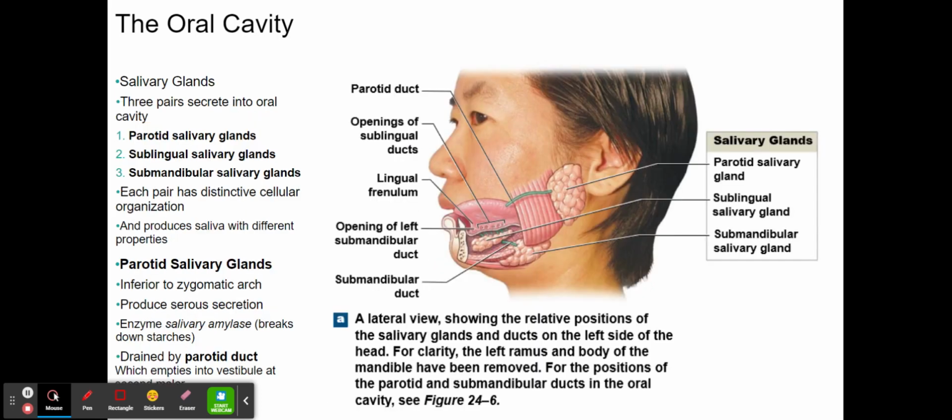Three pairs of salivary glands secrete into the oral cavity. Each pair has a distinctive cellular organization and produces saliva, a mixture of glandular secretions with slightly different properties.